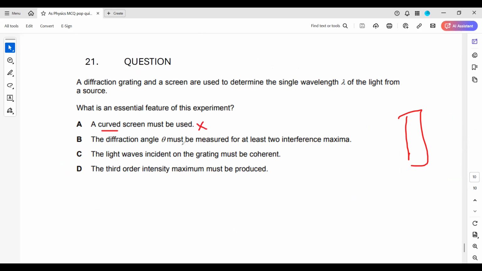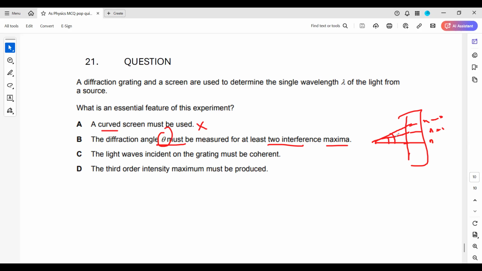The diffraction angle must be measured for at least 2 interference maxima. For example, we have a first maxima, then second maxima, third maxima. It's not a must. The statement says that when measuring theta, we should measure at least 2 maxima. No, that's not the case.